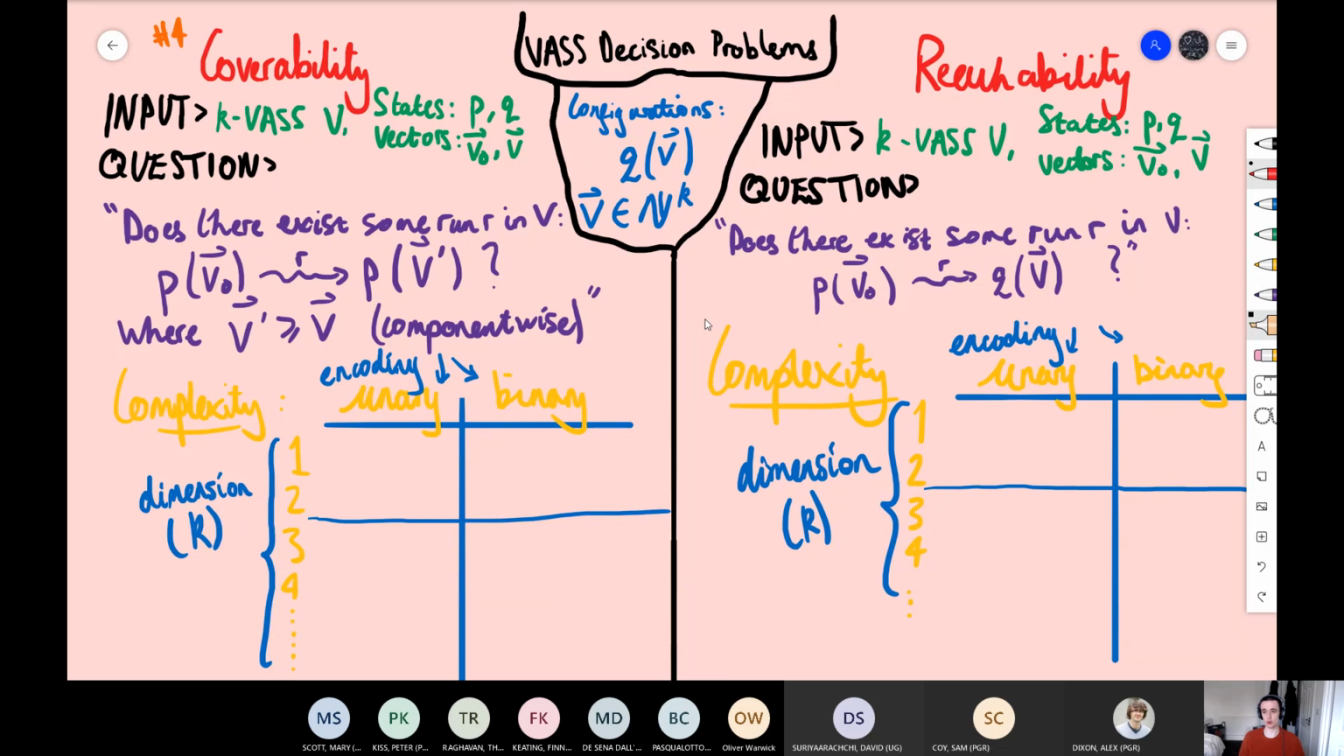Alternatively, you can think of this input as two configurations, P with V0, and Q with V. But just to expand it out and write it in full, I've taken two states and two vectors. And then the question you ask is: is there some run, call it R, in the vector addition system V that takes you from your initial configuration along this run? I know this notation is almost disgusting and informal. It's like, I run along via R to state Q with counter values V. And that's reachability in a nutshell.